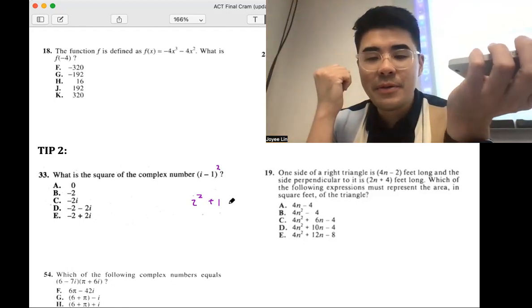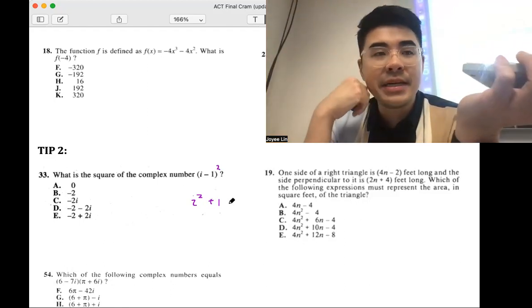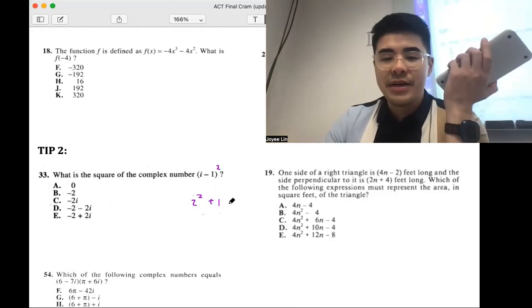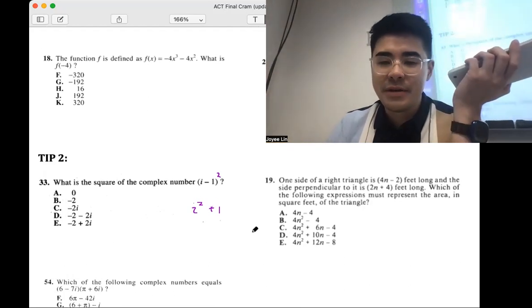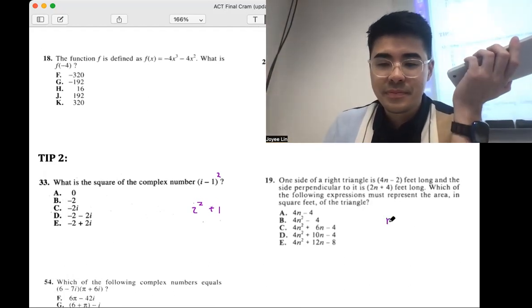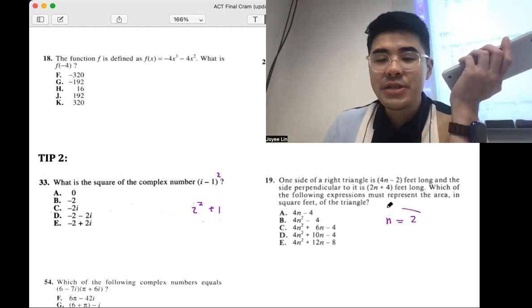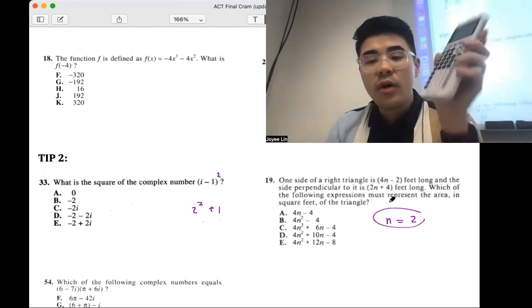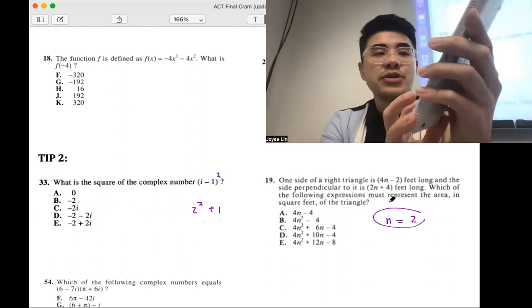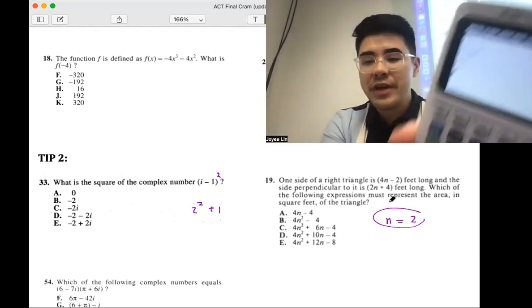Then similarly for number 9, we can plug in a number for x. So n here, what do we want n to be? 2. Okay, so n is 2, right? We can do it by hand, or we can do the same thing. I'm going to do 2 STO x, so I'm plugging in 2 for x.